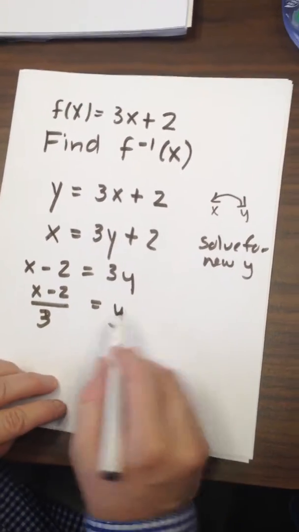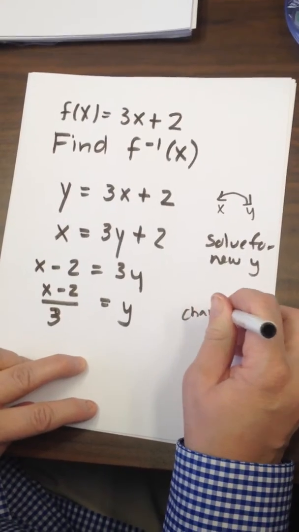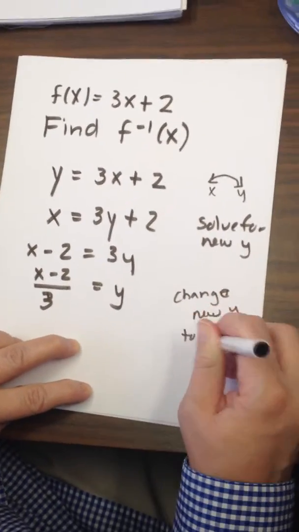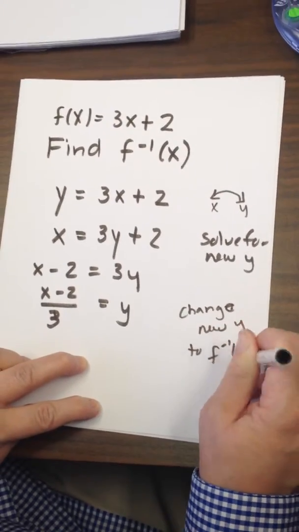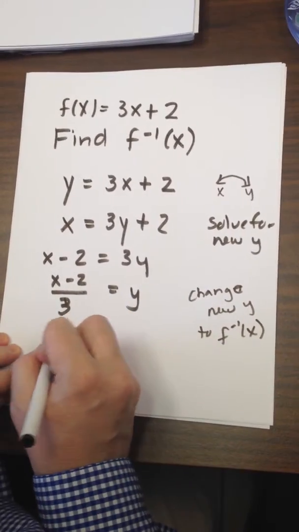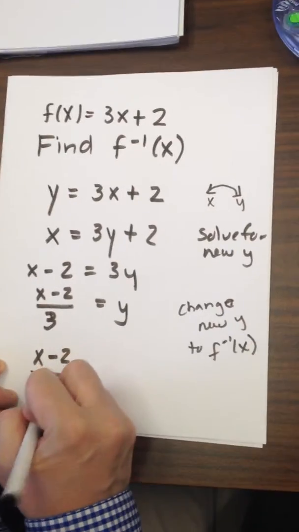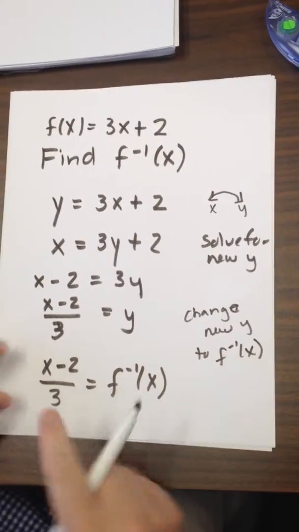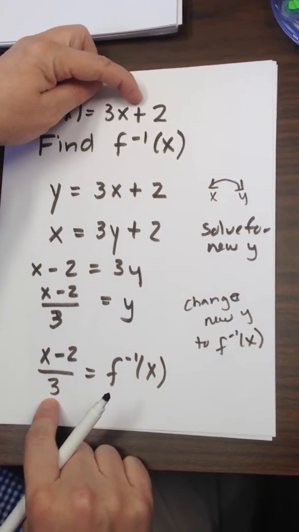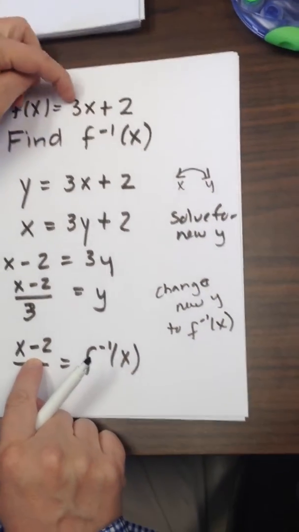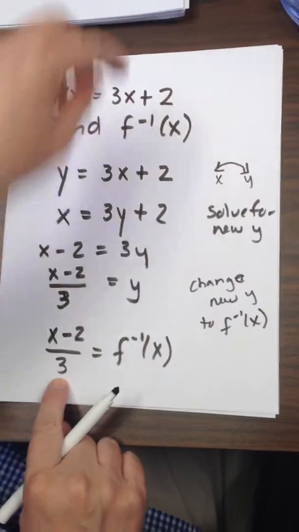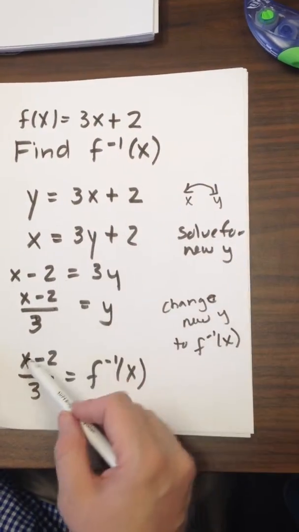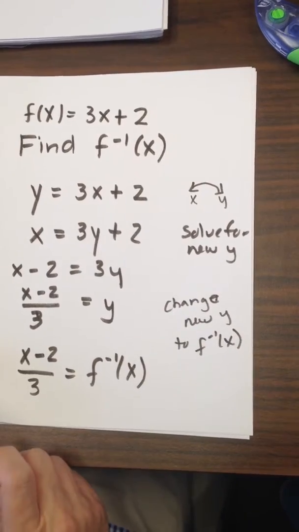And now you'll see we now change the new y to f inverse of x. So x minus 2 over 3 is the inverse function. And that's what we said it was going to do. Instead of adding 2, it subtracts 2. Instead of multiplying by 3, it divides by 3. And you can take a number and test it through. When you put it through here and keep going here, you'll be back to the number that you started with.